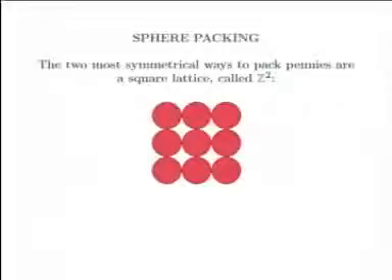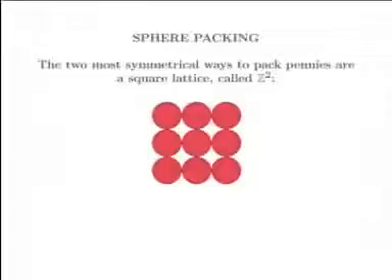Now let me switch subjects, seemingly. Let me talk about packing pennies on the plane. There are 2 maximally symmetrical ways to put pennies in a lattice. By a lattice, I mean a pattern that repeats periodically in 2 different directions. So one obvious lattice is this square lattice.